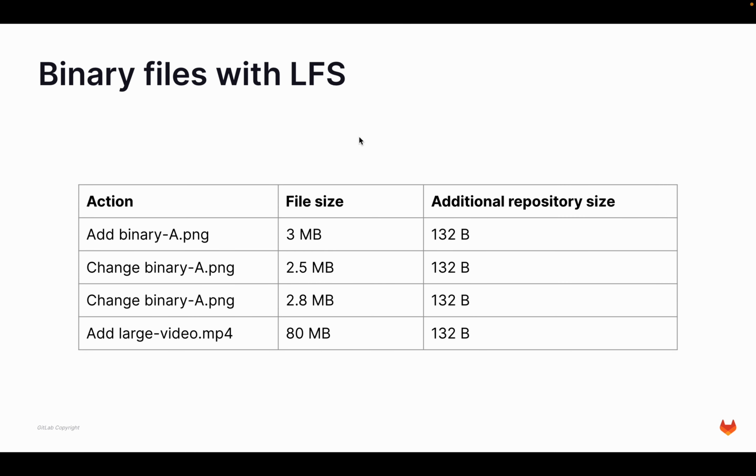If you would remove those binaries and use Git LFS, then if you add a binary, the additional repository size is 132 bytes. It's the size of the pointer. Even if you change the file, another 132 bytes are added. And no matter how large your files are, the additional repository size is always this 132 bytes. So one pointer, so to say, a string of characters that is added to your file, and the actual content is stored somewhere else. Now, where is this content then stored?